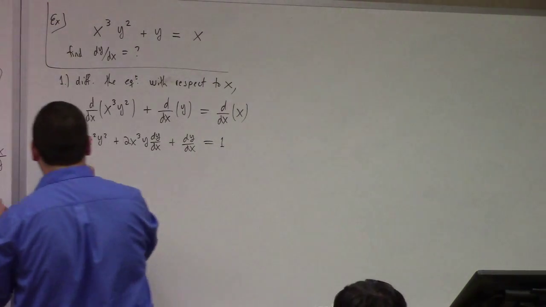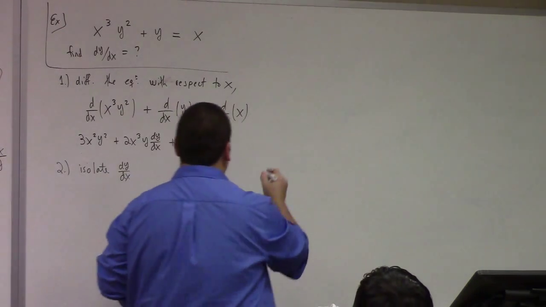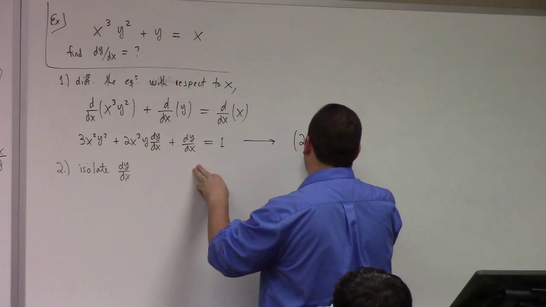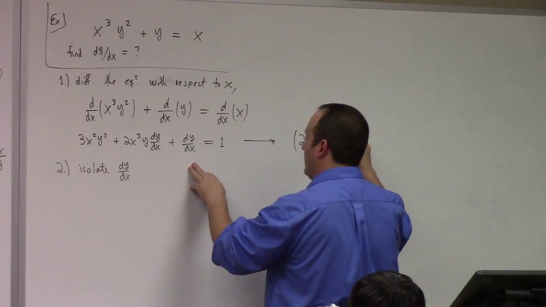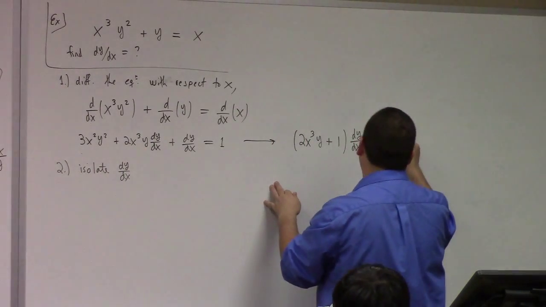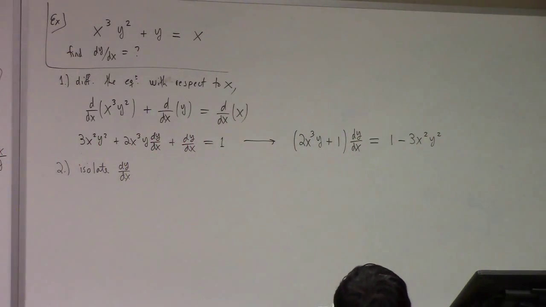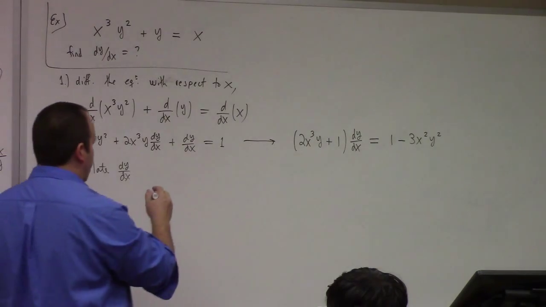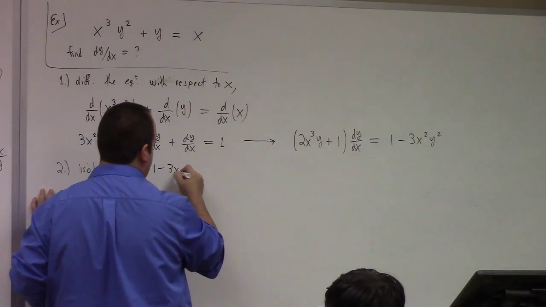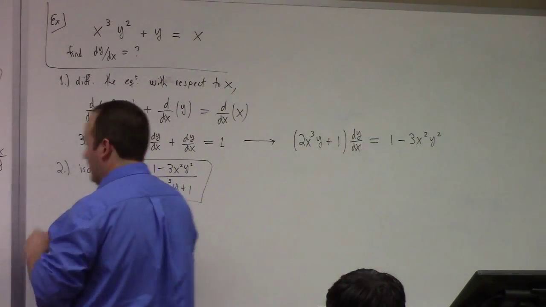So then what? Step 2, isolate the derivative. And we'll do the same algebra we did pretty much the last time. We'll factor out things that have dy dx's. So there's a 2x cubed y, and there's a 1. And then I subtract anything without dy dx to the other side. So I've got a 1 minus 3x squared y squared. And then we solve for dy dx. So what do we get? Dy dx is equal to 1 minus 3x squared y squared divided by 2x cubed y plus 1. There it is.